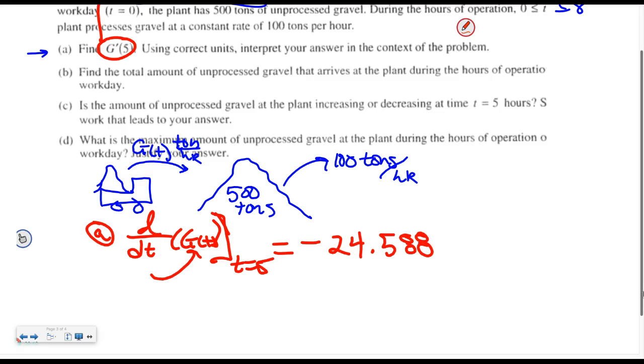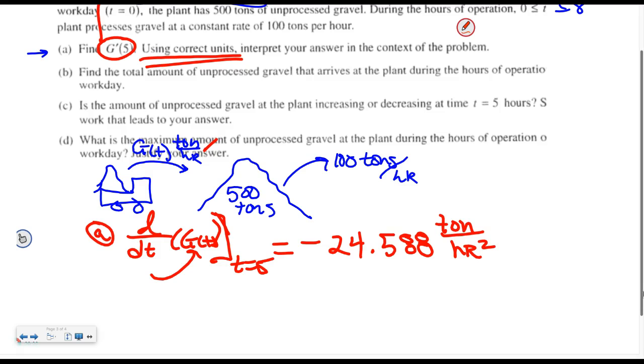Now, that'll give you one of the 3 points for this question because it says using correct units, which means you get a point for the right label. If they don't say that, they don't give you a point. But this one, they're telling you use correct units. What is my label? I just took a derivative of something that was already tons per hour. What's my label? Tons per hour per hour. Yeah, and you can write tons per hour squared or tons slash hour.